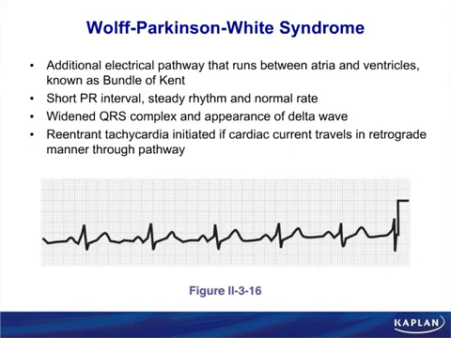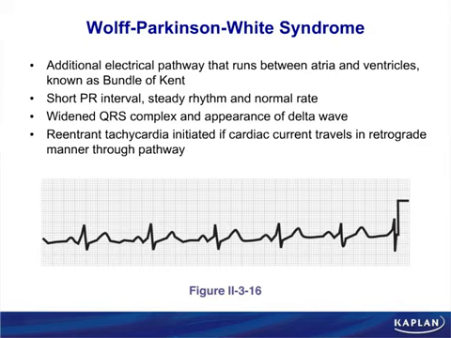All right, the last arrhythmia is called Wolff-Parkinson-White syndrome, WPW syndrome. In this scenario, we have an electrical pathway in addition to the AV node. It's basically we are bypassing the AV node. So we have an electrical pathway running between the atria and the ventricles. This is known as the bundle of Kent. As you might predict, since we're bypassing the AV node, whose job is to slow that conduction, we're going to have a short PR interval.